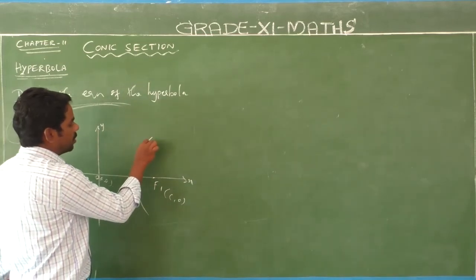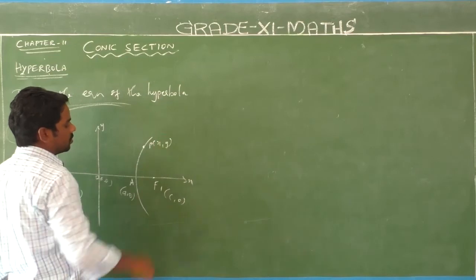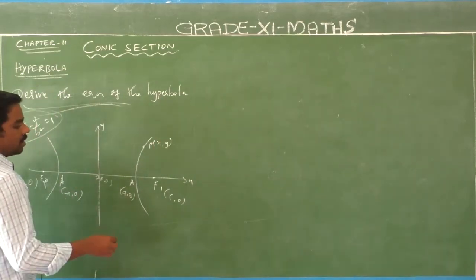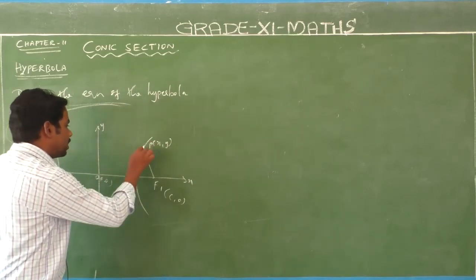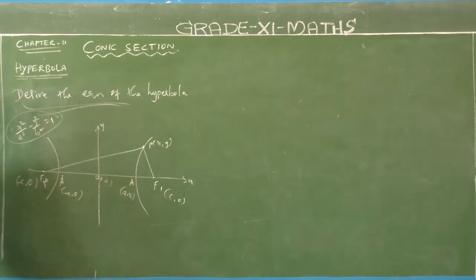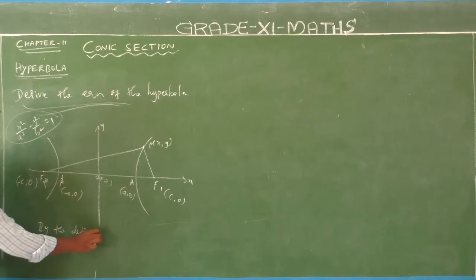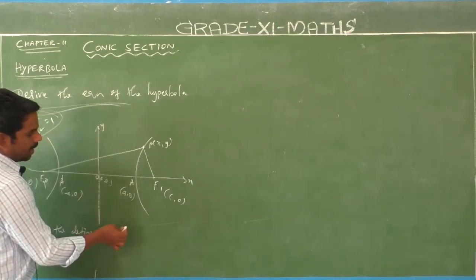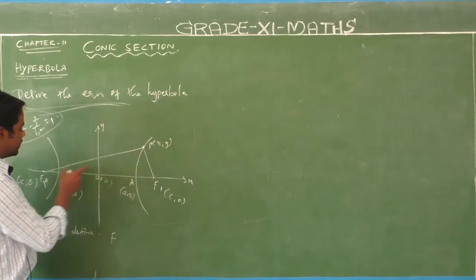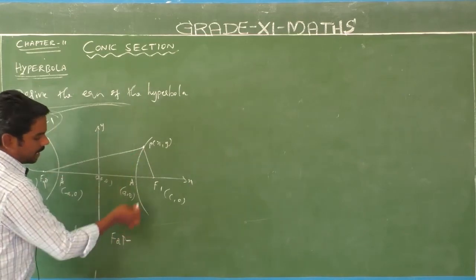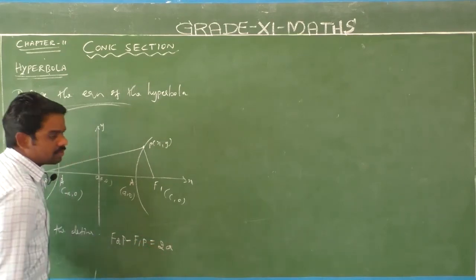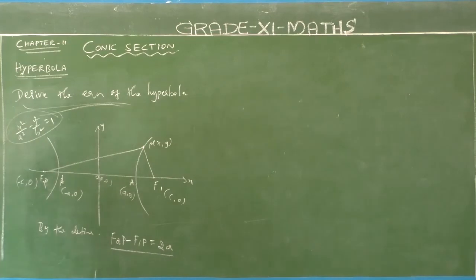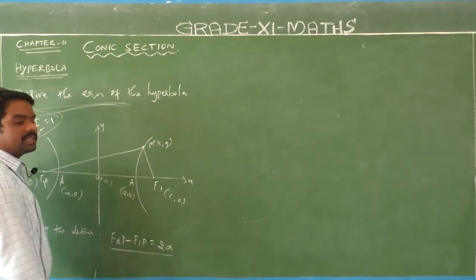P is any point, P is (x, y). By the definition, the difference of the distances F1P and F2P is constant. Here the farthest distance F2P minus the closest distance F1P is equal to a constant. That constant is 2a, the length of the transverse axis. We know that F2P minus F1P is equal to 2a.